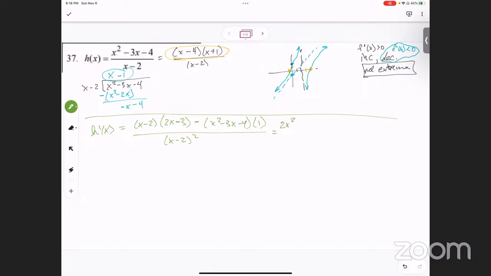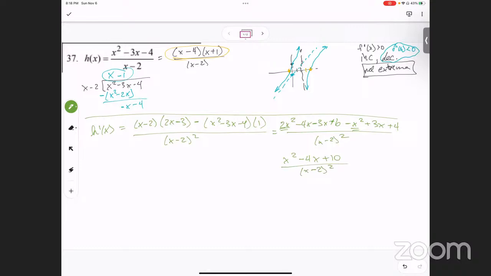So that's 2x squared minus 4x minus 3x plus 6. Let me know if I make a mistake with that anywhere. Minus x squared minus 4x, that looks right. And then distribute the negative in. That's going to be a negative x squared, positive 3x, positive 4, all over x minus 2 squared, which means let's add like terms. That's x squared minus 7x plus 3, minus 4x and plus 10, all over x minus 2 squared.